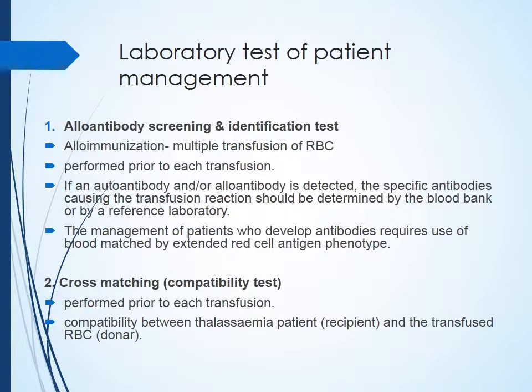If an alloantibody is detected, the specific antibodies causing the transfusion reaction should be determined by the blood bank or by a reference laboratory. The management of patients who develop antibodies requires the use of blood matched by extended red cell antigen phenotype. The second test is the cross-matching test or compatibility test.